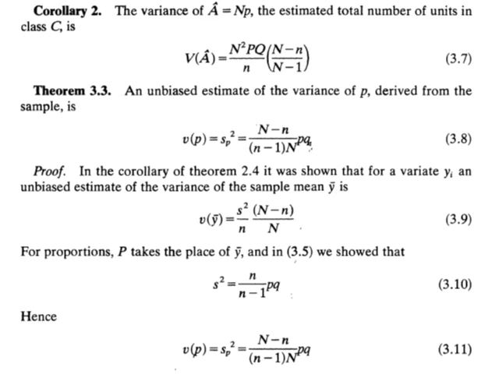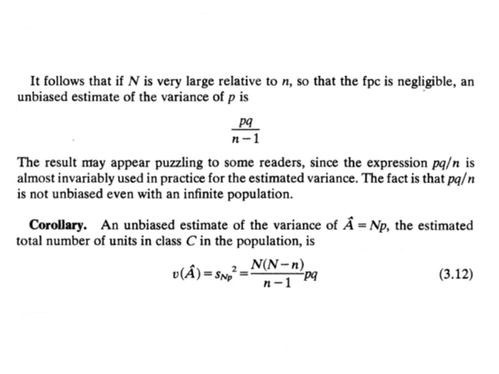Hence, by substituting, we get the variance estimate of p equal to N minus n over N, times n minus 1, times p times q. Now it follows that if capital N is very large relative to small n, so that the finite population correction is negligible, an unbiased estimate of the variance of p is pq over n minus 1. Remember to check whether the population is finite or infinite first before substituting in your equation.